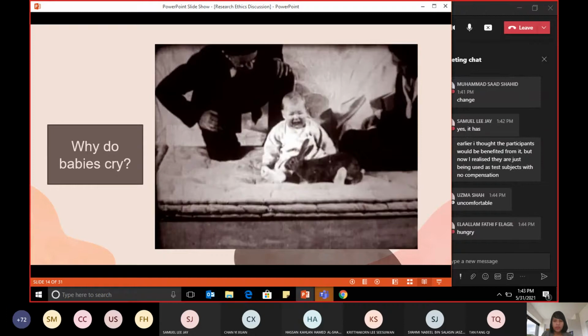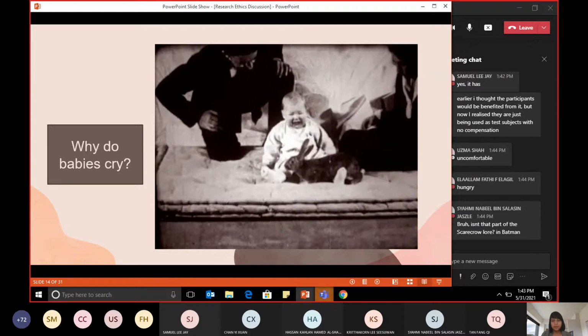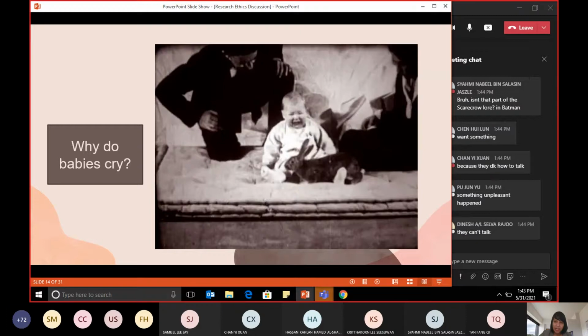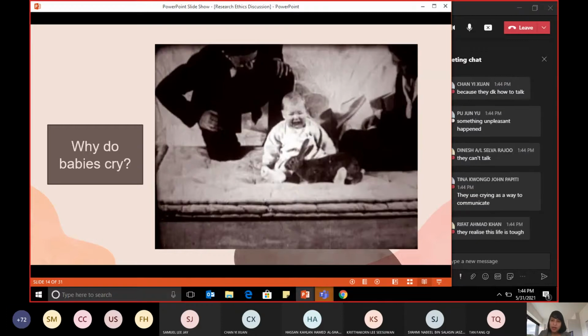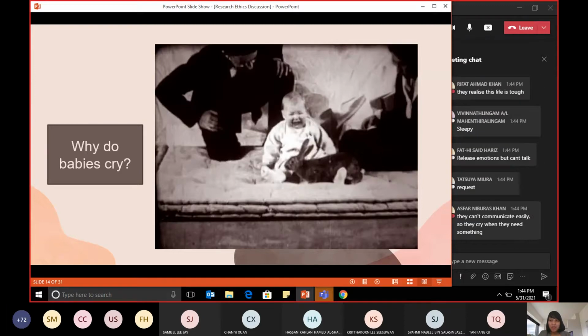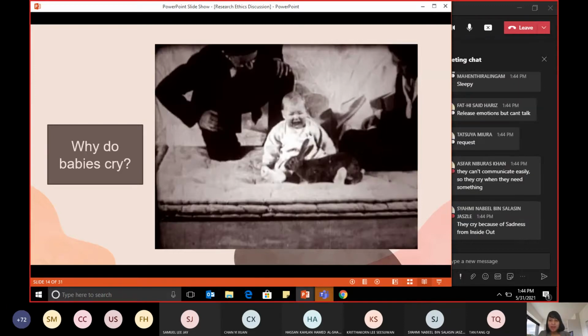They feel uncomfortable, hungry, and then anything else? Maybe they want something or are in pain. They don't know how to talk, something unpleasant happened, and then to communicate. Life is tough. Wow, that is really early. Sleepy, to release emotions, requests. Okay, that is the best way for them to communicate. Sadness from inside out. Okay, right.